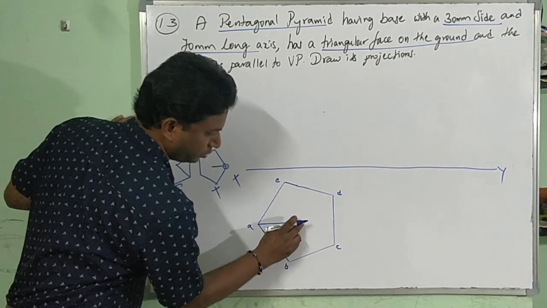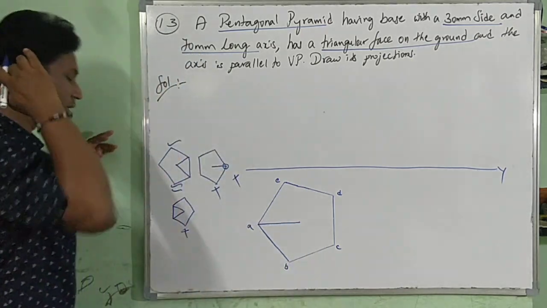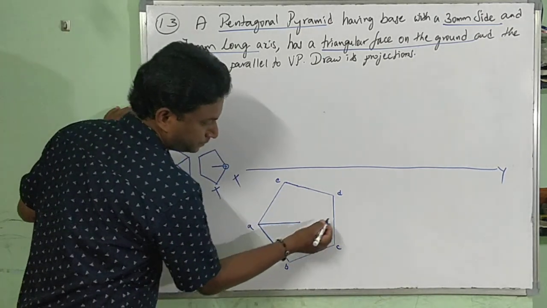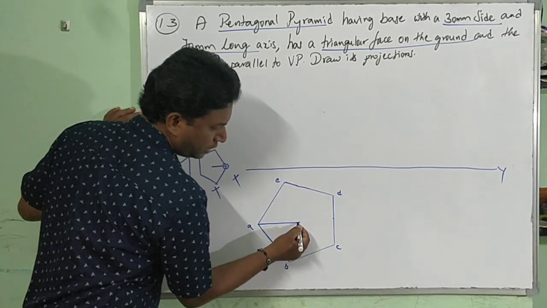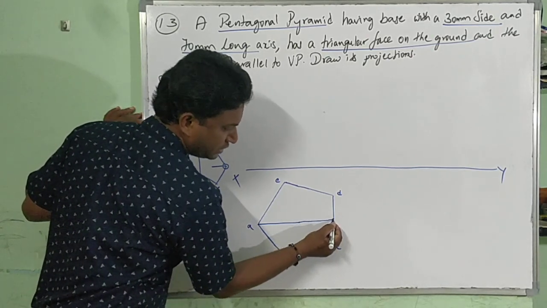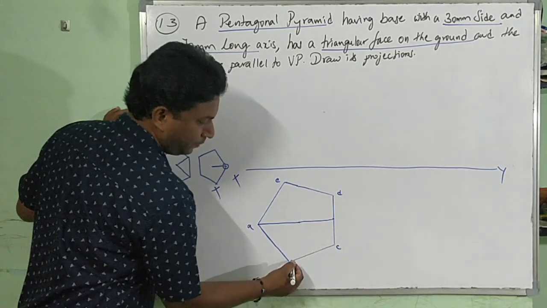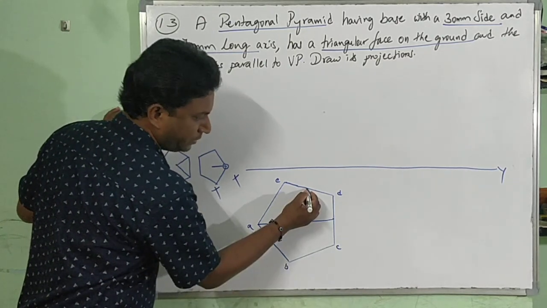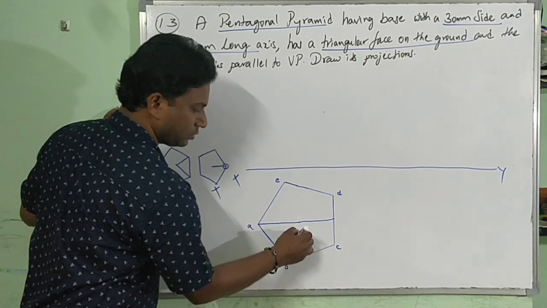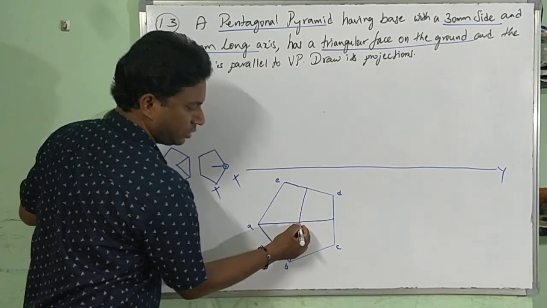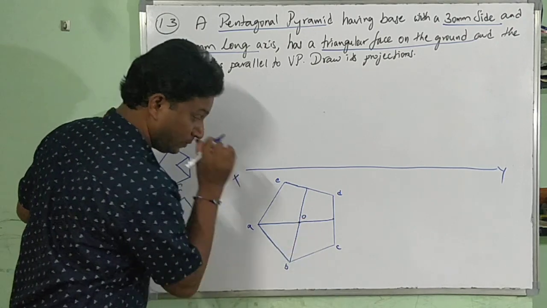up to O, let it be. Draw the line up to only here, initially, very light. Now from B, the opposite midpoint, draw one more light line. Now here you will get the intersection, which is O.